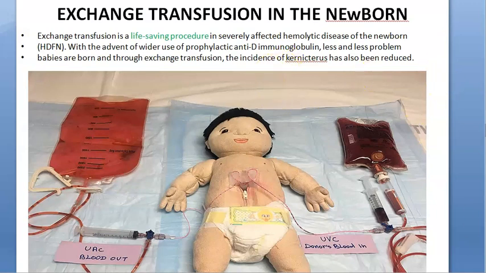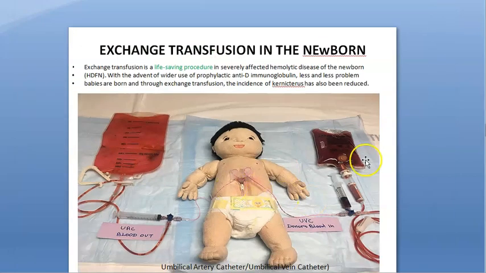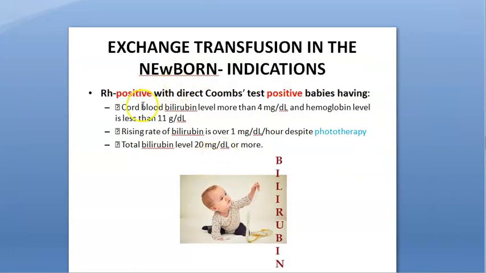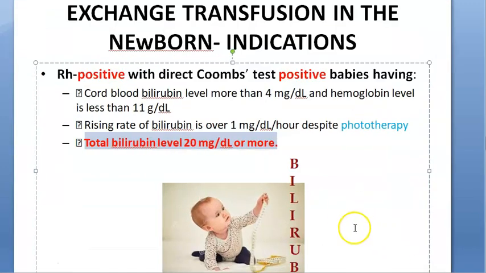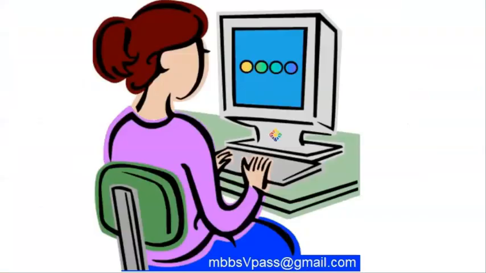So basically, you can give this whenever the bilirubin levels are very high. We will tell you the cutoff. Just hold on. What are the indications? The hemoglobin level is less and the bilirubin level is greater than 4, they are saying, or there is a total bilirubin level of 20 milligram or more. This is important, guys. If it is 20 milligram or more, they are thinking about exchange transfusion. Why do they want to change the baby's blood, guys? Because high bilirubin is toxic to the developing central nervous system.